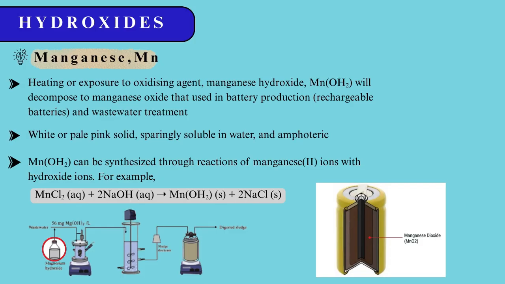For manganese hydroxide, it appears as a white or pale pink solid. It is also sparingly soluble in water and easily oxidized or decomposed to manganese oxides upon heating. And manganese oxide is commonly used in batteries and wastewater treatment.